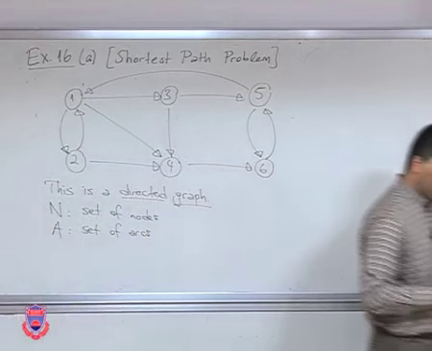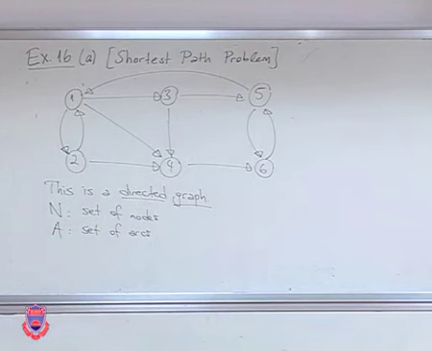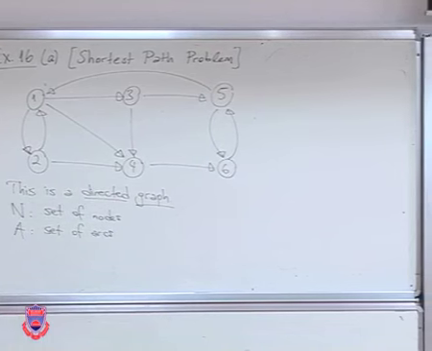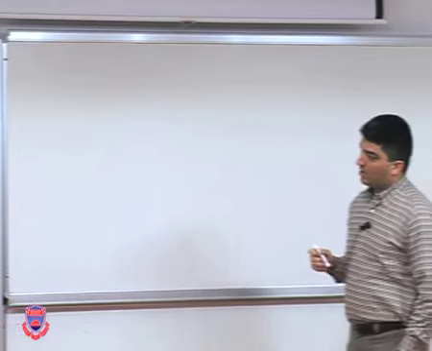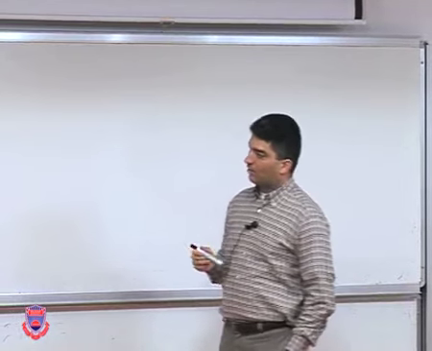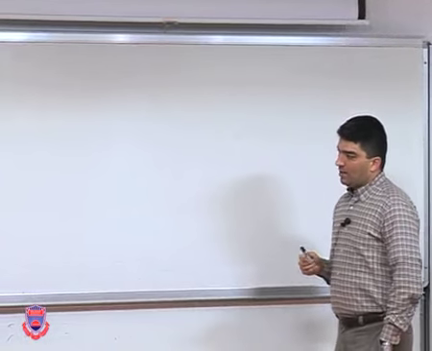Nodes correspond to those circles. We have 6 of them in this picture, so we have 6 nodes. And the arcs correspond to those arrows. So, for example, there's an arc from 1 to 3, there's an arc from 1 to 4, and so on and so forth. So where does the word directed come from?